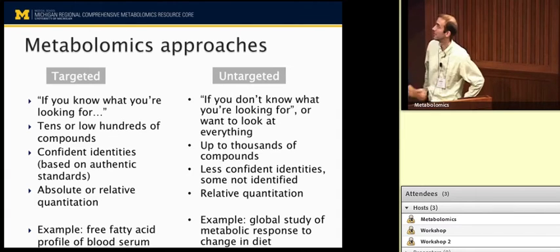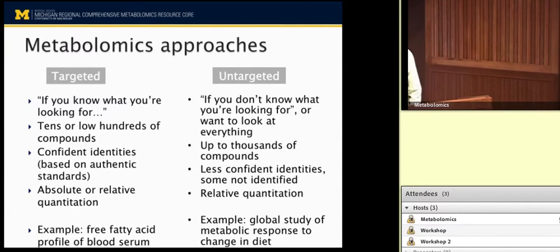That's perfect. Okay, great. So metabolomics approaches. So everything's confidently identified because it's based on authentic standards, and you can do either absolute or relative quantitation. We can measure these things at nanomole, micromole level if you need it. And an example would be a free fatty acid profile of a blood serum.